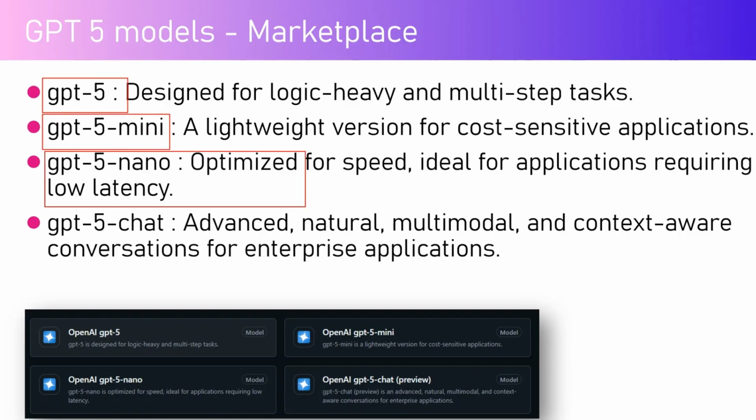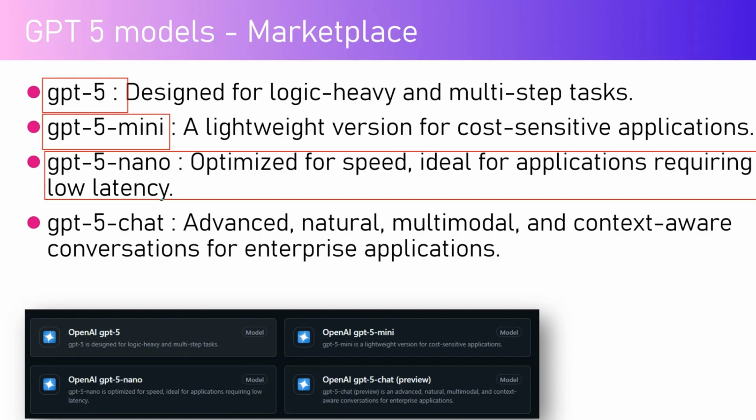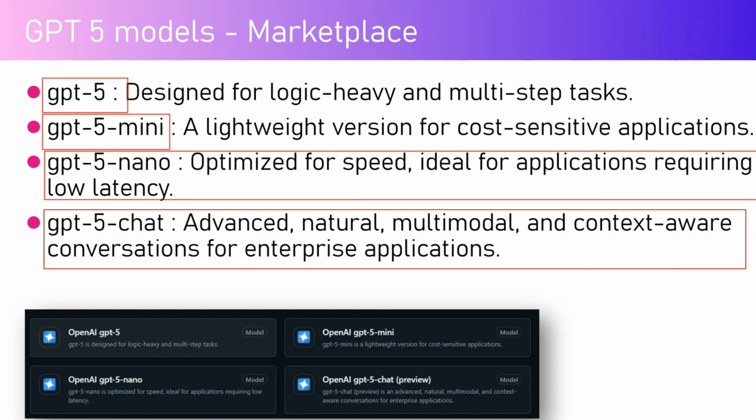Similarly, we have GPT-5 Nano. This is optimized for speed, ideal for applications requiring very low latency. Now, GPT-5 Chat is a chat-based model. It is advanced, it has natural multimodal capability, and it is context aware of the conversation for enterprise-grade applications.